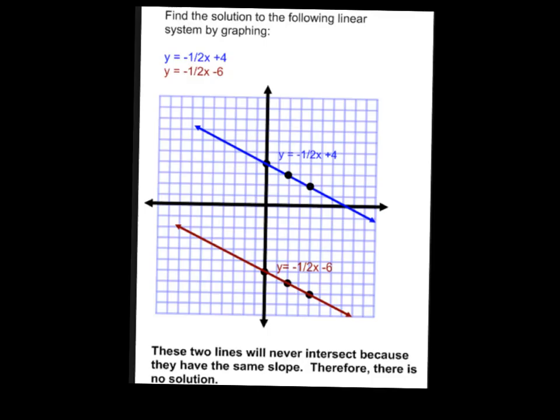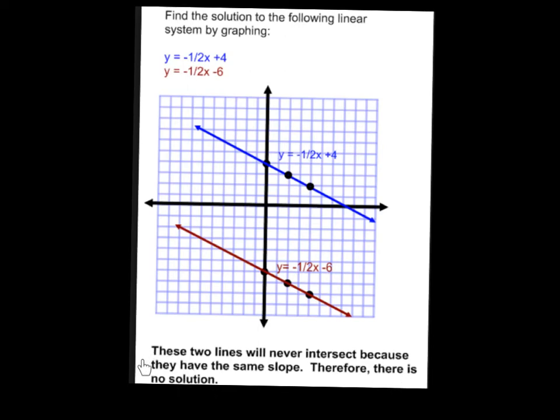If you look at this system of equations, I have y equals a half x plus 4, and y equals a half x minus 6. The result when you graph them, if you notice, is that they do not intersect. And we call this parallel. So there is no solution.